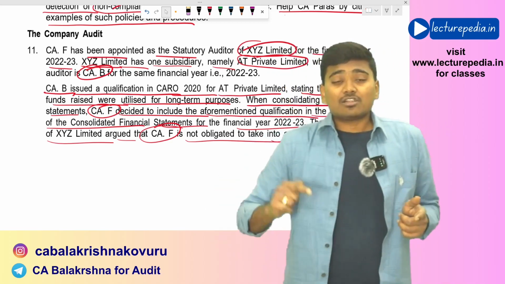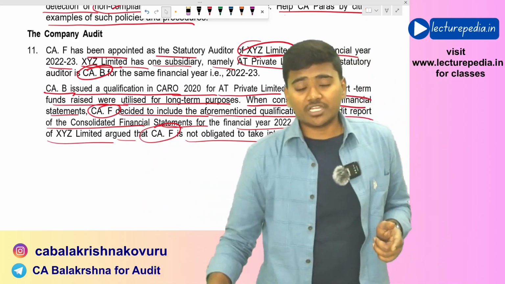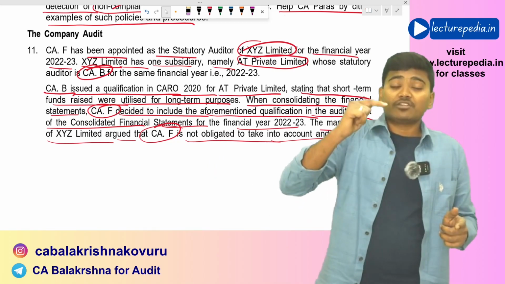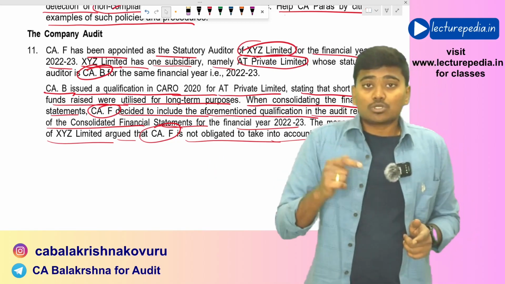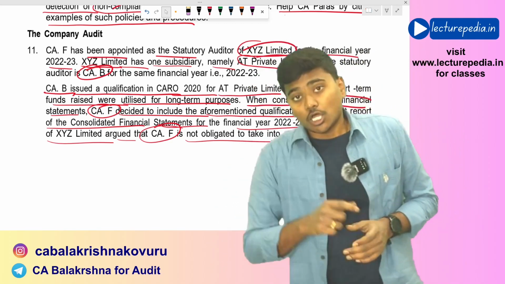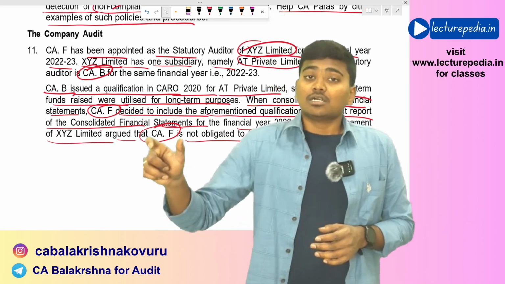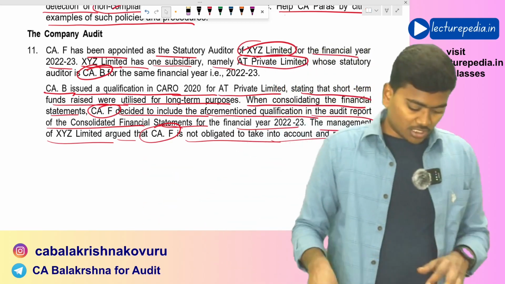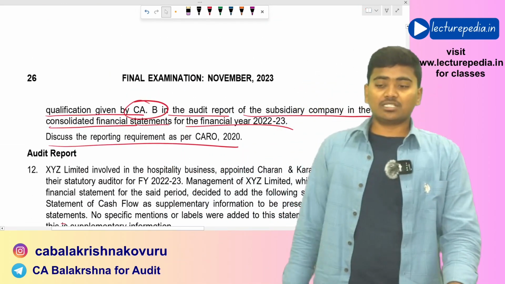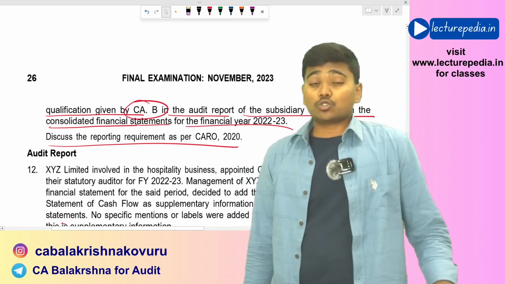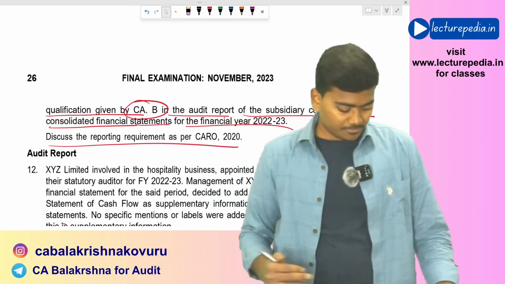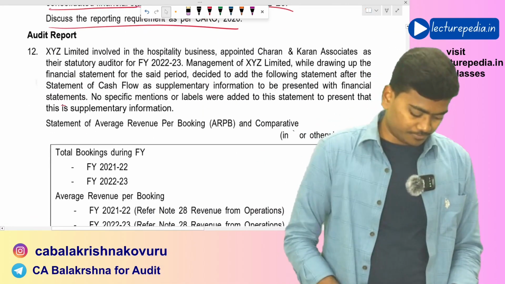So in this case, the auditor of the subsidiary in the CARO report has given a qualification. So that qualification must be mentioned in the CARO of the consolidated financial statements. The audit report of the consolidated financial statements must mention the qualification made by the auditor of the subsidiary company in his CARO report. That is what you need to conclude. So here the contention of management that the auditor of consolidated financial statements should not refer to the qualification made by the auditor of the subsidiary is wrong, with respect to CARO.